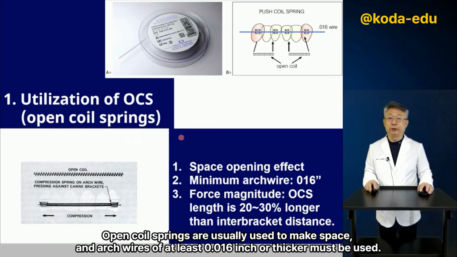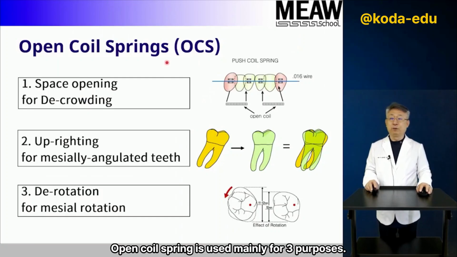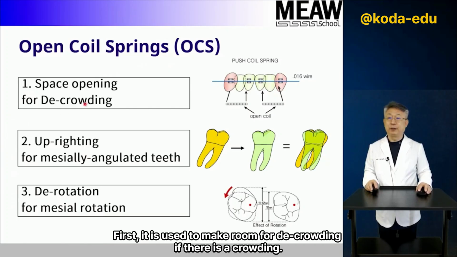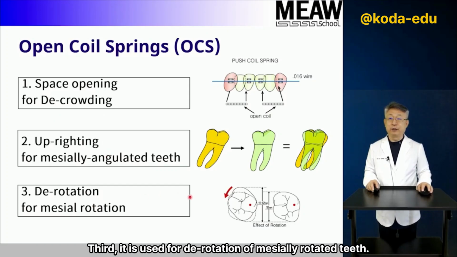Open coil springs are usually used to make space, and arch wires of at least 0.16 inch or thicker must be used. When opening the space, the amount of force can be approximated by adding 1/3 of the inter-bracket distance. Open coil spring is used mainly for three purposes. First, it is used to make room for decrowding if there is a crowding. Second, it is used to upright mesially angulated teeth. Third, it is used for derotation of mesially rotated teeth.